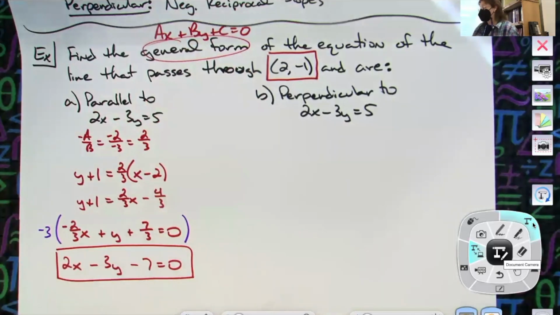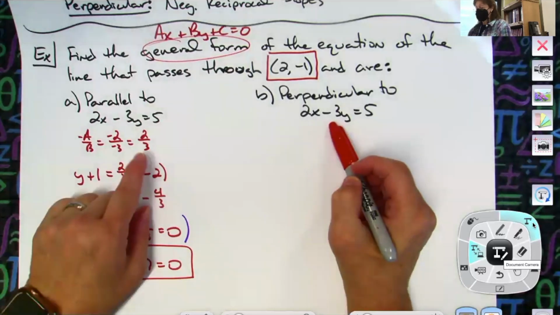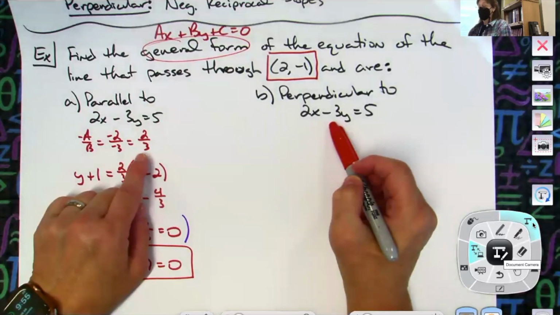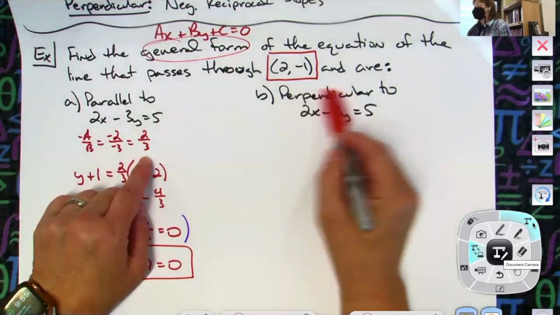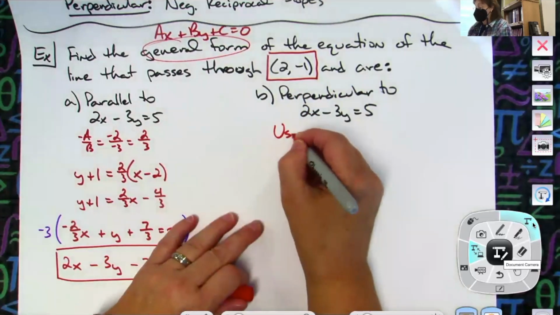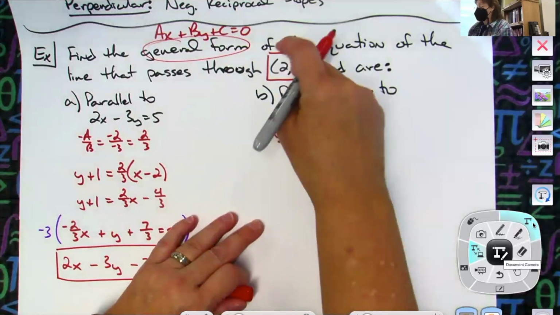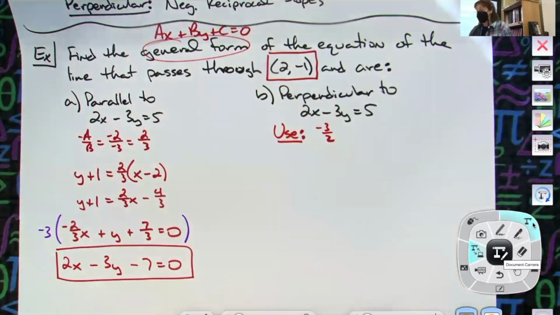Okay. All right, now let's do this one. Let's think this one through. All right, so perpendicular to this line, well, I already know the slope of that line is 2/3. So if I'm trying to write a line that is perpendicular, then I'm going to use the negative reciprocal, which is -3/2, and I'm going to use the point that they gave me up there. So this time, I'm going to have -3/2, and that point 2, -1.